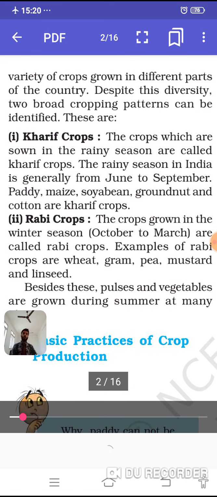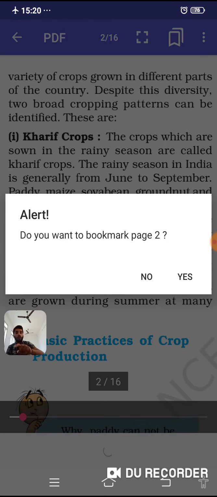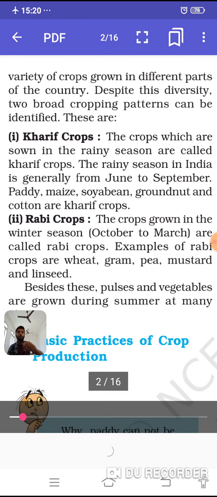Okay, so the first pattern is kharif crops. What do you mean by kharif crops? It means crops which are grown during June to September. That means during the rainy season. The crops generally are paddy, maize, soybean, groundnuts, coconut. I said there are lots of crops which grow between June and September.